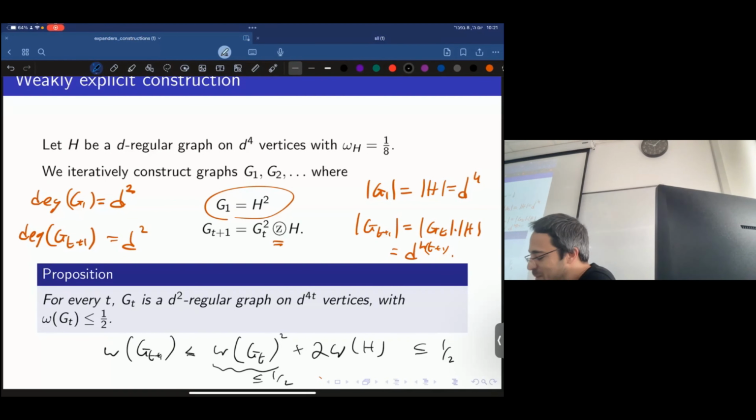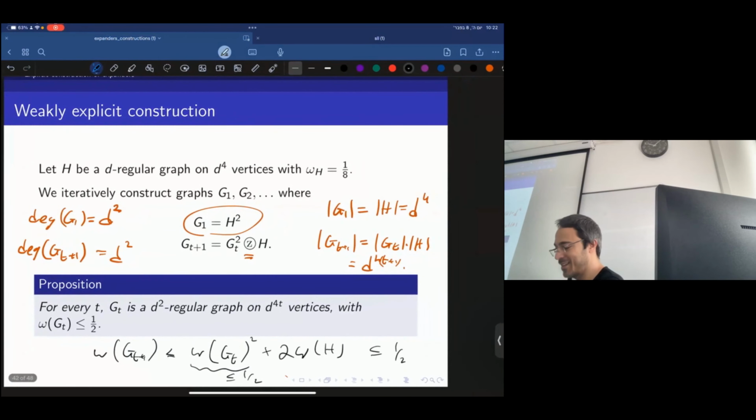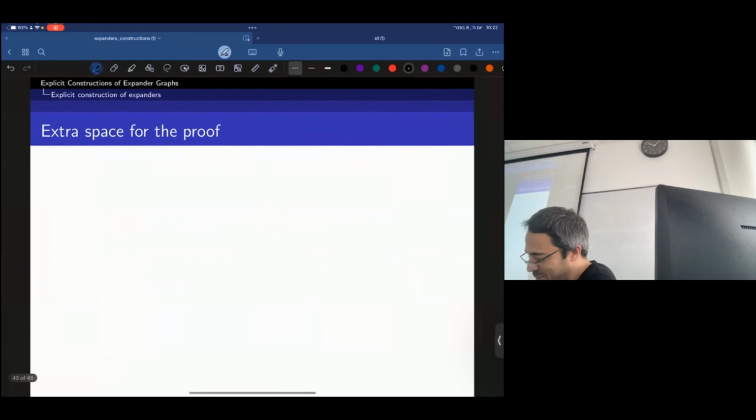So why is it only weakly explicit? Can you see that? What's wrong with this? Why can't I tell you who my neighbor is in polylog time? It's recursive. Good, very good. So it's recursive, and there are a lot of recursion levels here. So let me say what I mean.